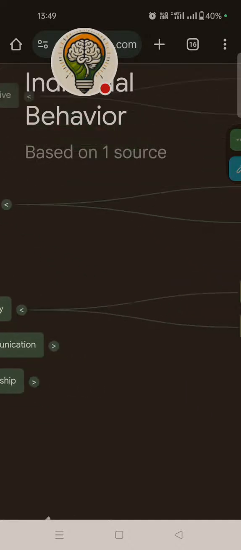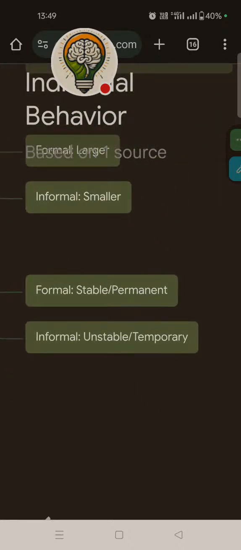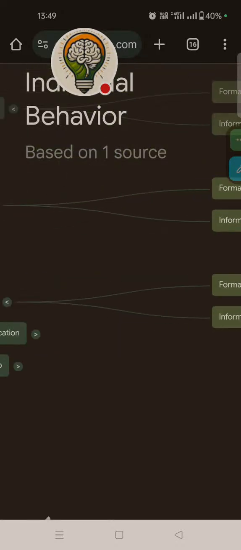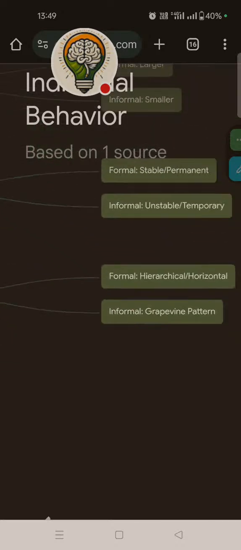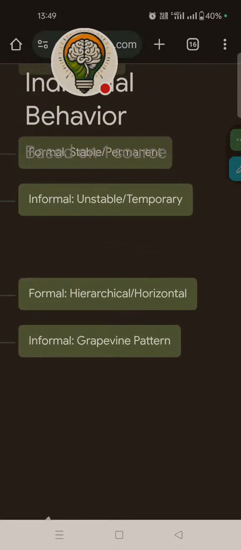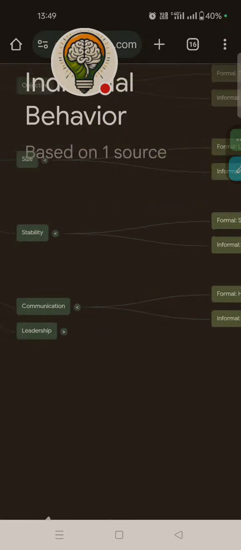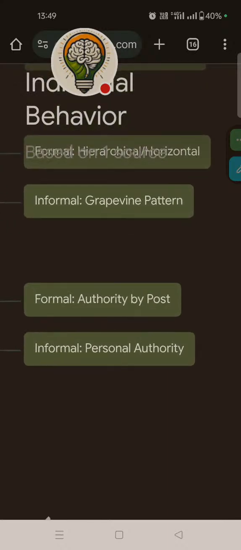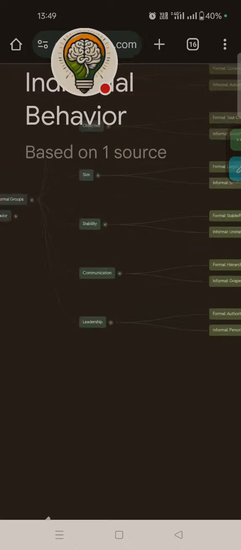Stability: formal groups are stable and permanent, and informal groups are unstable and temporary. Then the communication pattern: formal groups are hierarchical and horizontal, and informal groups follow the grapevine pattern. Then the leadership: formal groups have authority by post, and informal groups have personal authority.